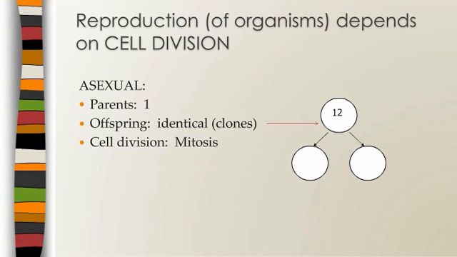So look at the diagram. If the parent organism contains 12 chromosomes in the cells, the two daughter organisms will have 12 chromosomes in each cell. It does not split. 12 and 12. The process of cell division that allows this to happen is mitosis. Write that in.